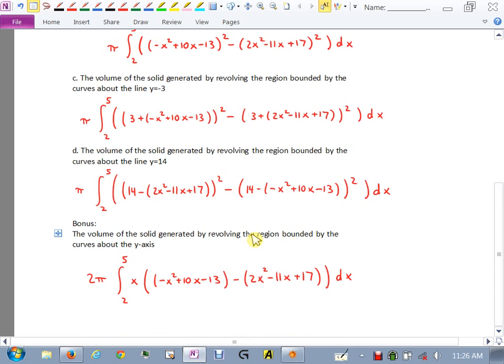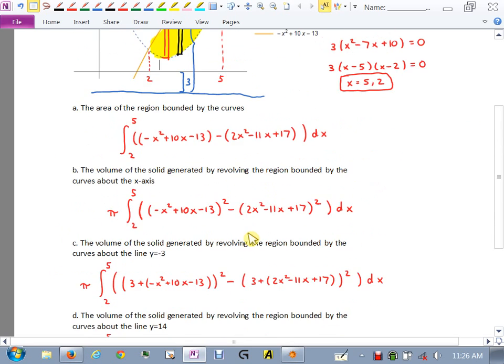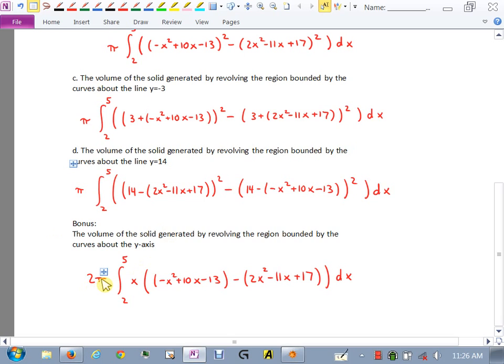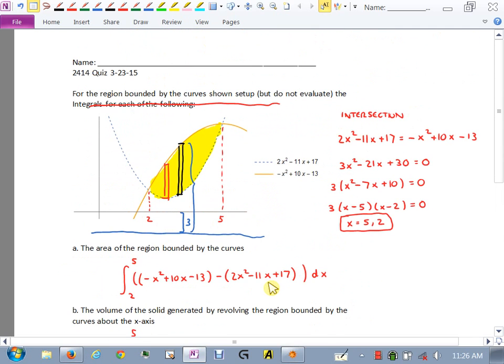So this one. And then the last one is to wrap it around the y-axis using shells. So we're going to take this rectangle, go around the y-axis this way. So for that, all you need to know is really the radius, the distance from the axis of rotation to the rectangle, which is actually just the x-coordinate of that rectangle. So the formula was 2 pi times the radius, which is x, and then the top function minus the bottom function. That's it. Okay, so that's what I was looking for.